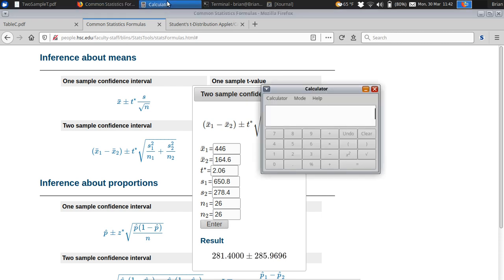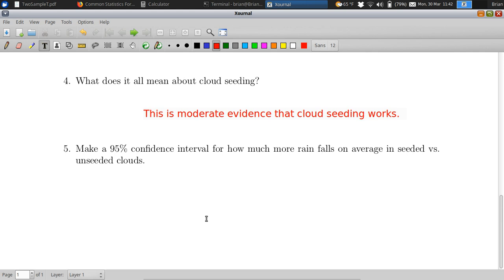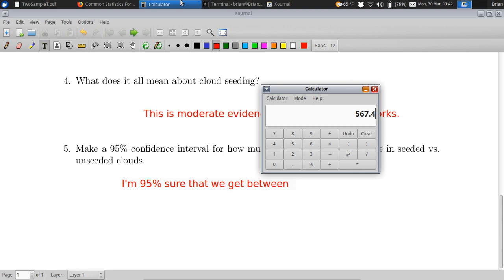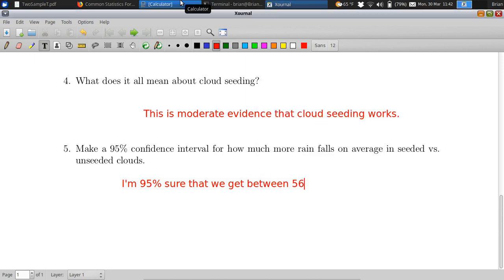So I've got a calculator right here. Let me do that. So 281.4 plus the margin of error, which I rounded to 286.0. If you add these two numbers together, I get 567.4. And so in my answer for what the confidence interval is, I can say I'm 95% sure that we get between this number, I thought I'd copy that, but I didn't, 567.4 acre feet more rainfall.